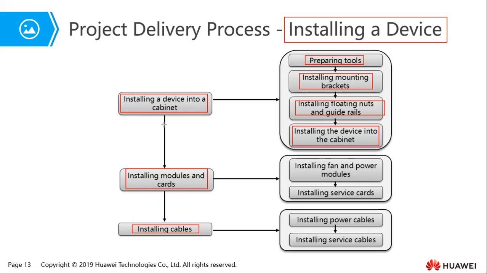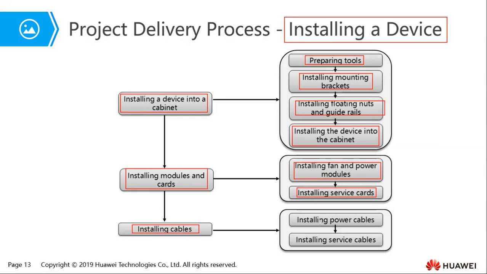Now, once you have installed that, then you need to install any modules like cards, power modules, fan modules into the device. So after you've installed it into the cabinet, you can add any other modules that come with the device. Other than the power and fan modules, you might also need to install some service cards.